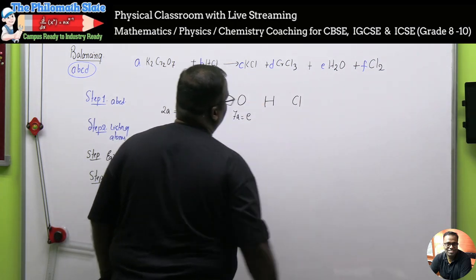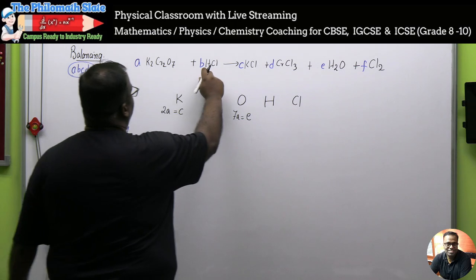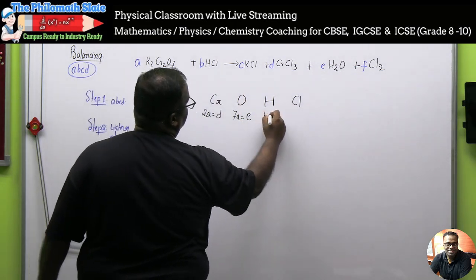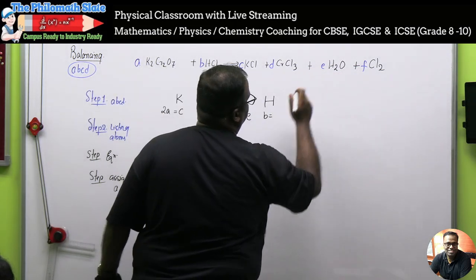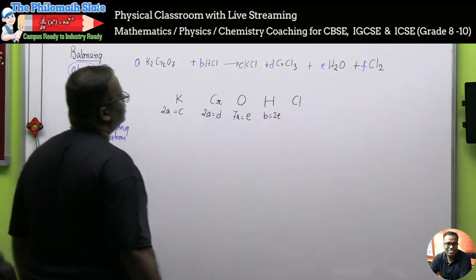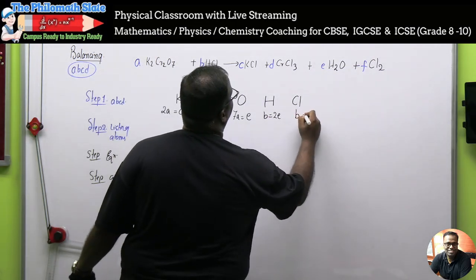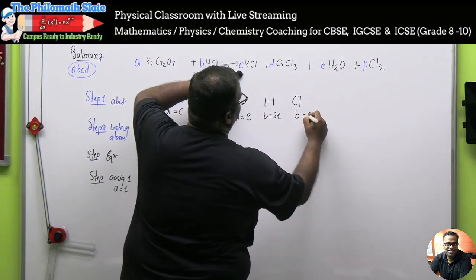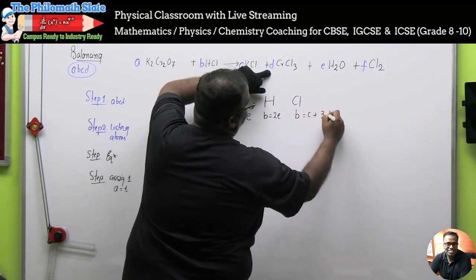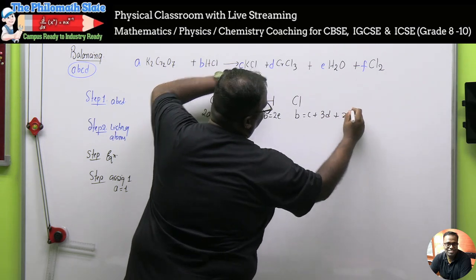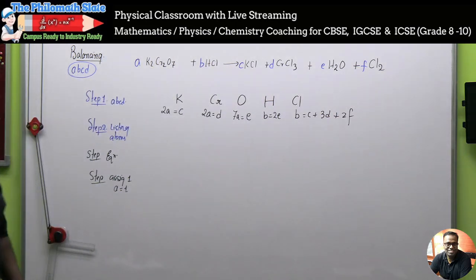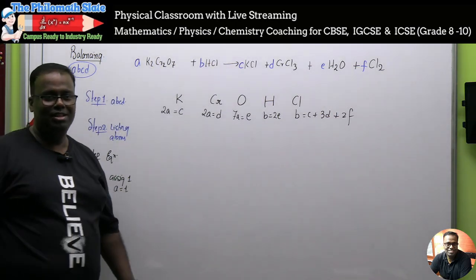E. Very good. Then hydrogen: B is equal to 2E. Agreed? Then chlorine: B is equal to C plus 3D plus 2F. Shabash. Okay? One of my favorite topics.